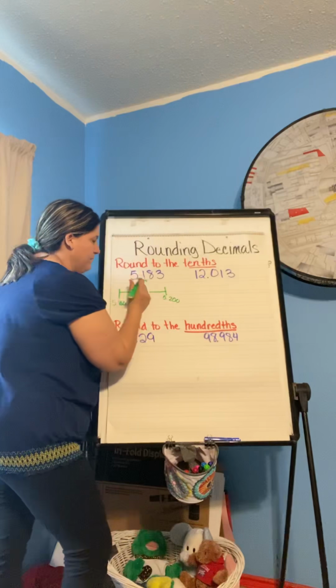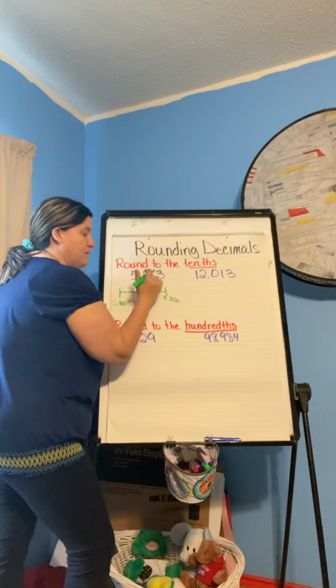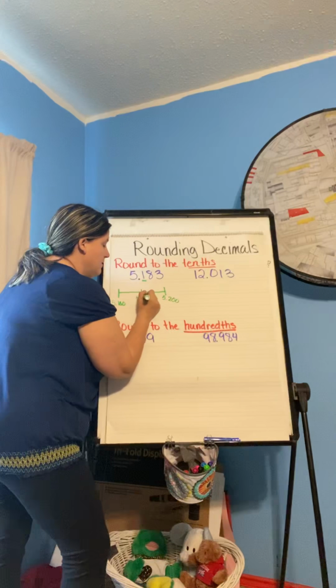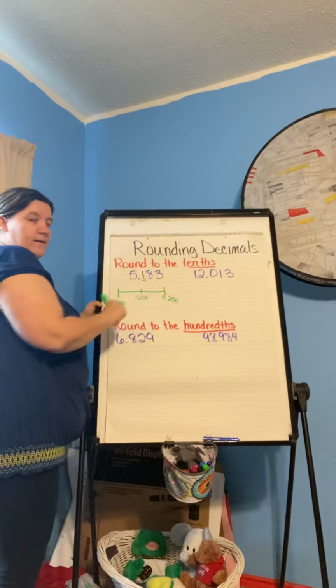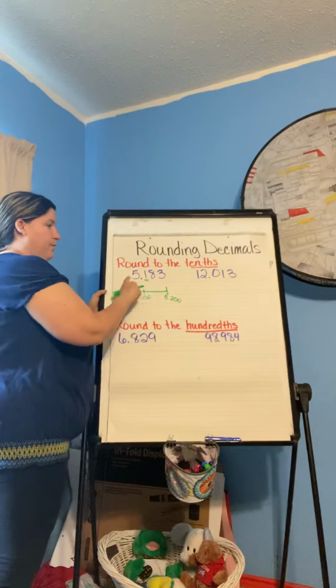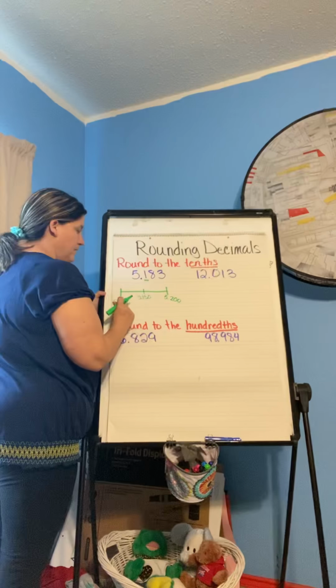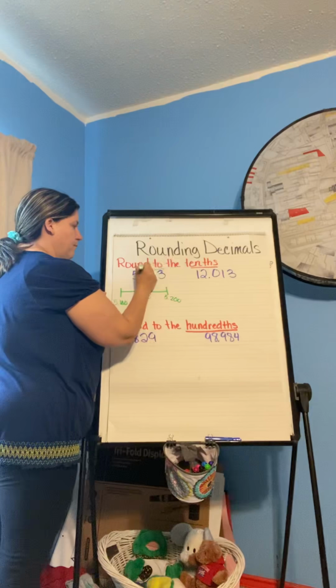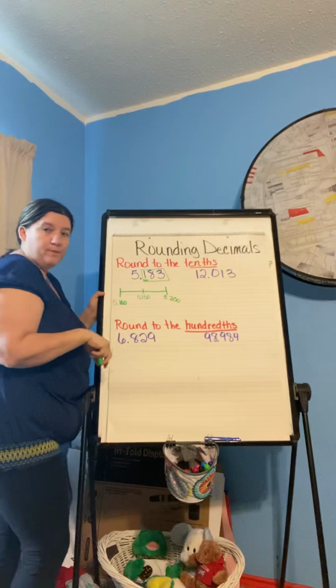Then my middle place would be 5.1. This number turns to a 5. And then the 0. So now I can put my number on my number line. So where would this part go? So I have, where would 183 fall on my number line?